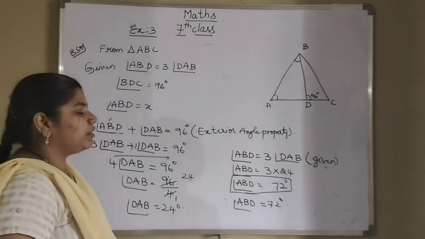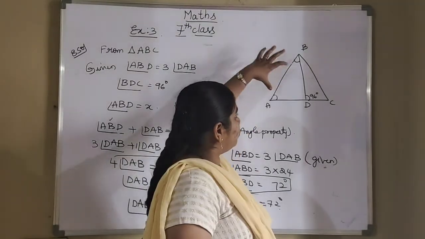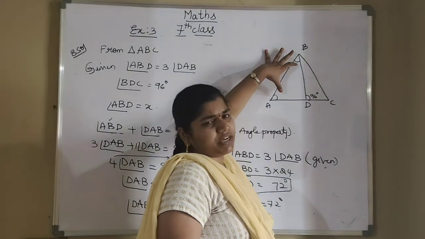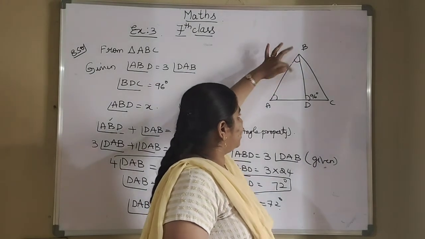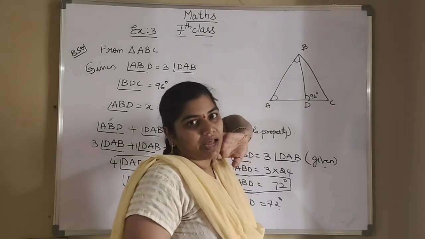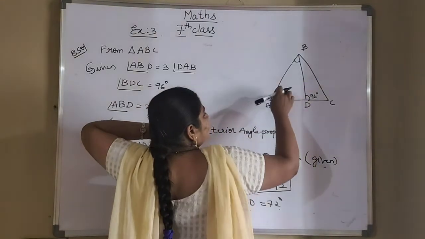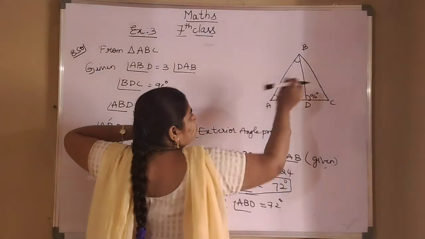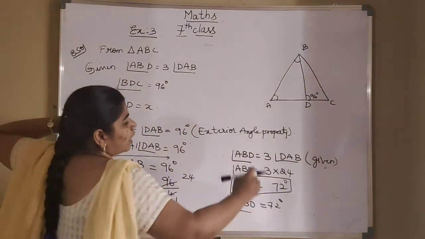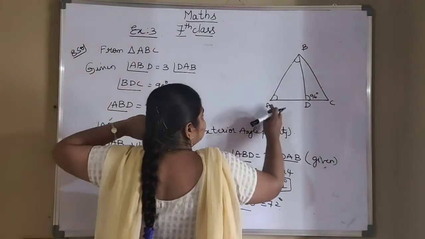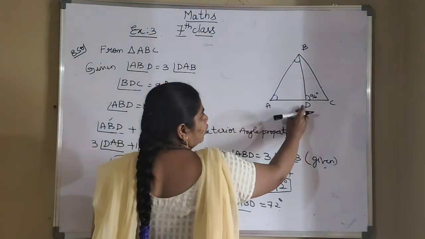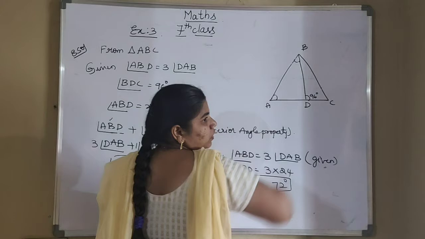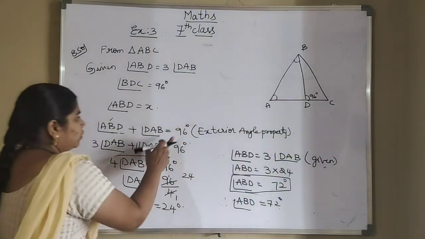So how I have taken, again you see here. I have used the exterior angle property. What is exterior angle property? The sum of two interior angles will be equal to the exterior angle. That means if you add these two angles, the sum should be equal to 96. So I have taken this B angle as ABD, and angle A I have taken in the form of DAB. Okay, so that will be equal to 96.